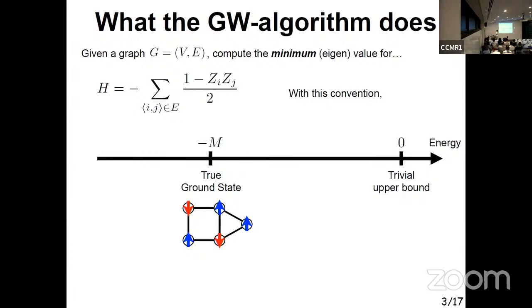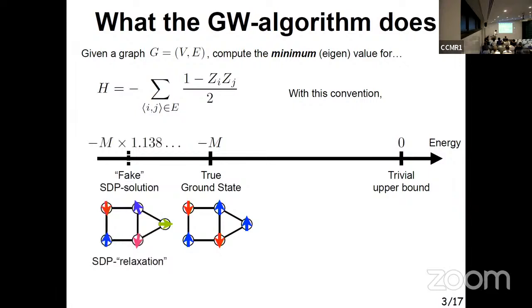And in this convention, we can trivially have the upper bound of the energy that is exactly 0. And we know that the ground state energy, the minimum energy for this whole thing, should be minus m with some integer m. So now we know that the true ground state looks like this, plus and minus 1s. But what the SDP does actually is that it first gets a fake solution. So in general, I'm schematically drawing this like this. All the spins are not necessarily just plus or minus 1s anymore. It's some sort of a fake state.